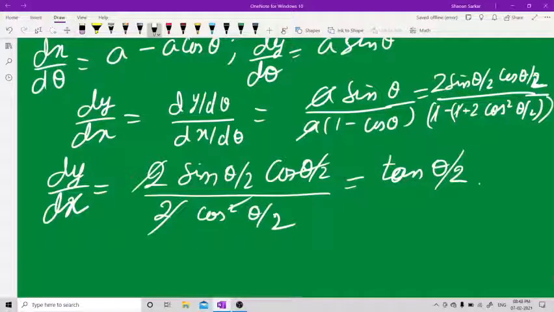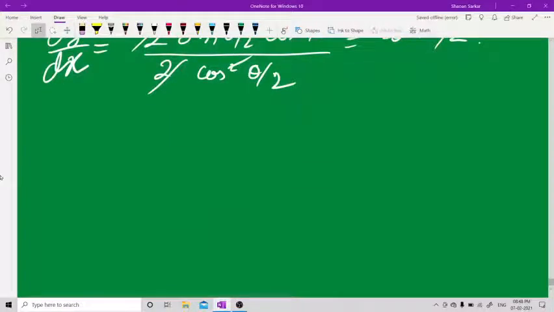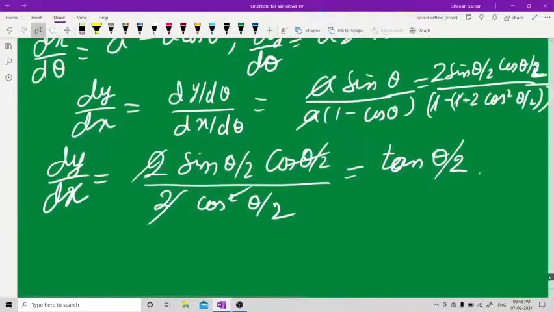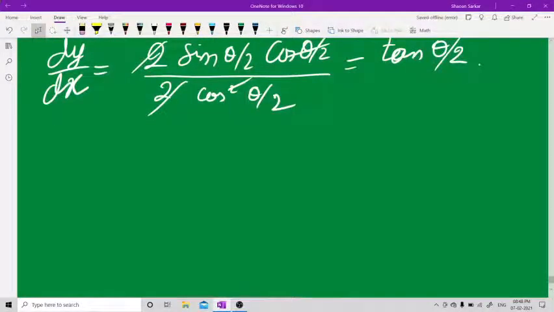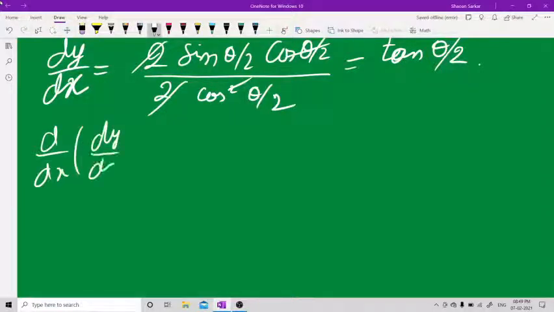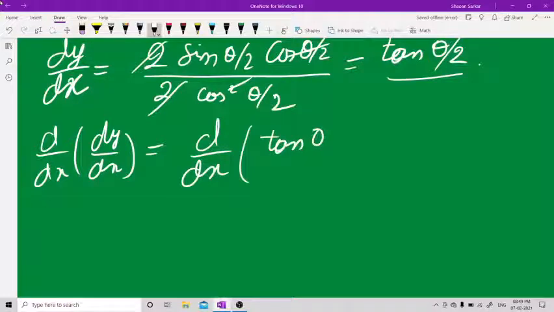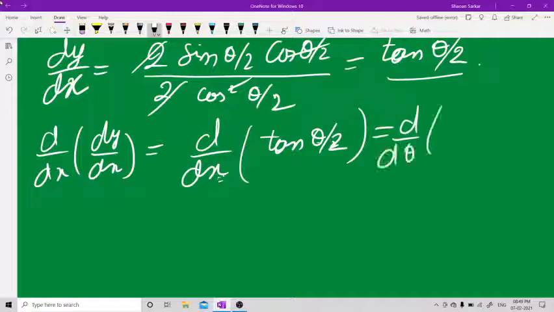Now they want d2y by dx2. So now d by dx of dy by dx is equal to d by dx of tan theta by 2. I cannot differentiate this directly because here it is theta and here it is x. I have to convert this to theta as well. So this will be d by d theta of tan theta by 2 into d theta by dx.